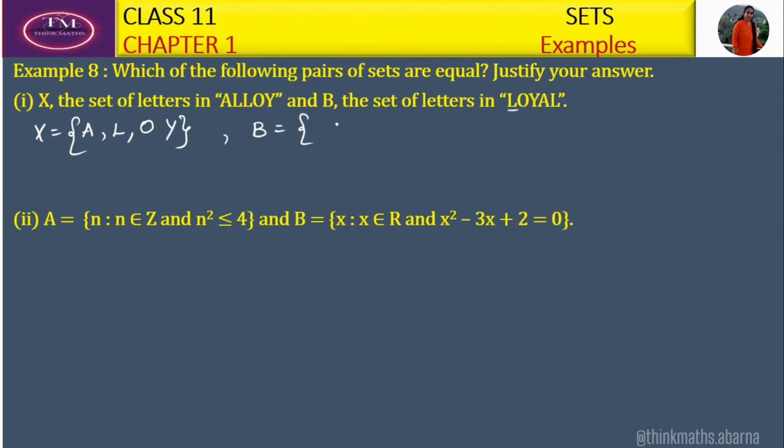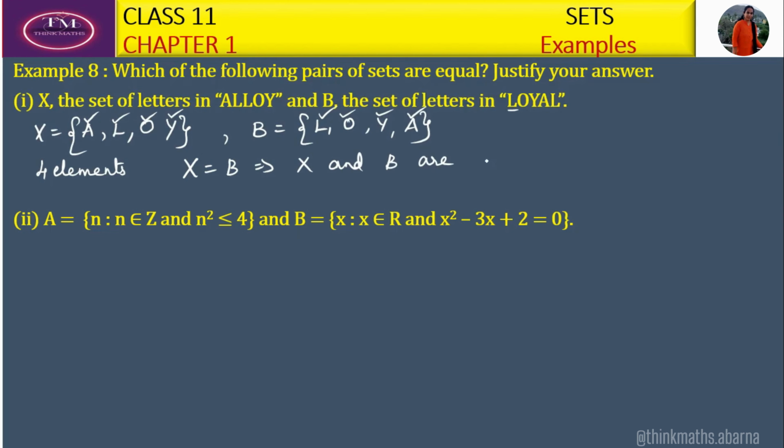What are the letters? L, O, Y, A. Another L is there which is already written. Okay, so in both we have 4 elements. So the number of elements is the same. Whether the elements are the same: A is present, A is here. L is present, L is here. O is present and it is also here. And Y is also in B. So all 4 elements are the same. The order can be changed but the elements should be the same. So we can write X equals B. That means X and B are equal sets.